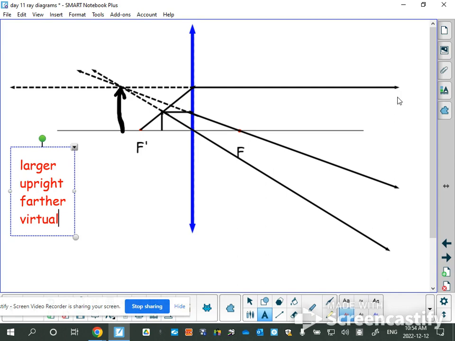Remember, you'd be standing on this side looking through this lens and seeing this image from the other side. So you'd be over here looking through, and this is what your eye would actually trace back to locate your image. And you also know if it's upright, it must be virtual. There we go. So those are our ray diagrams for a converging lens.